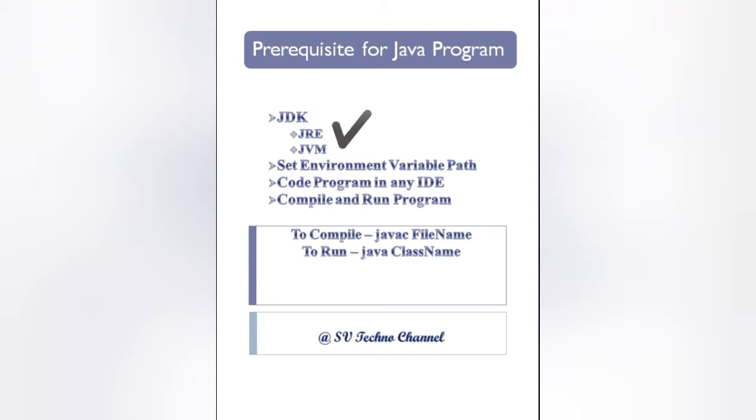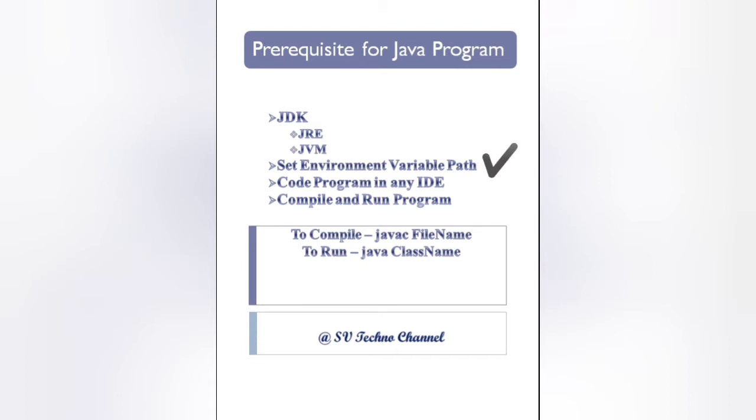So what is bytecode? Java bytecode is the machine code in the form of a class file. And whenever we compile a Java program, it generates the bytecode in the form of class file. Due to bytecode, Java is platform independent.